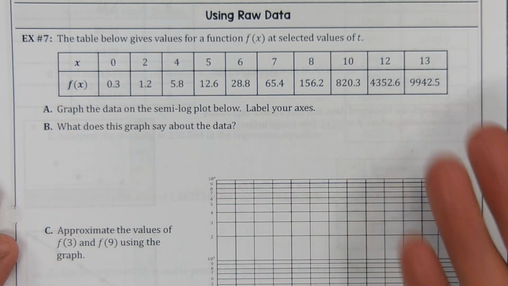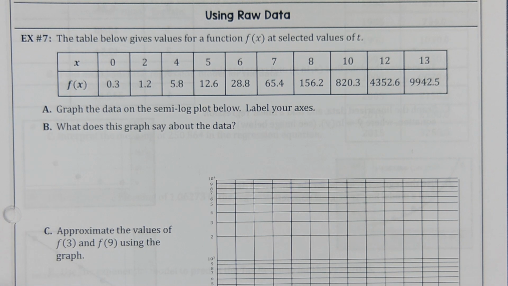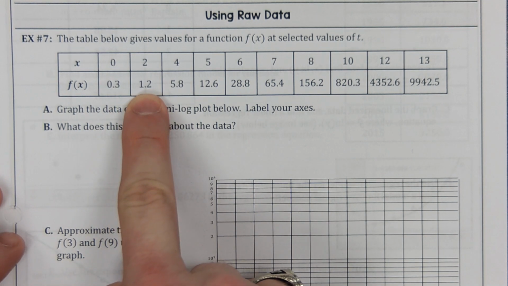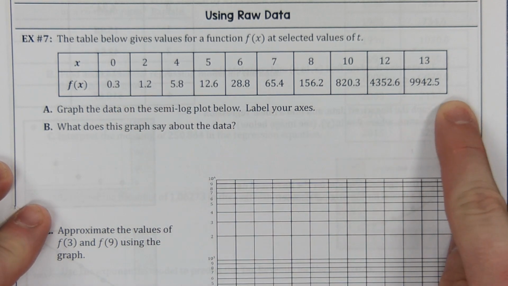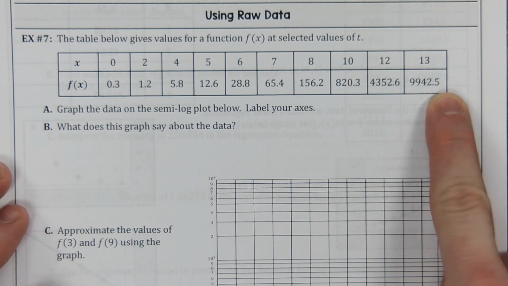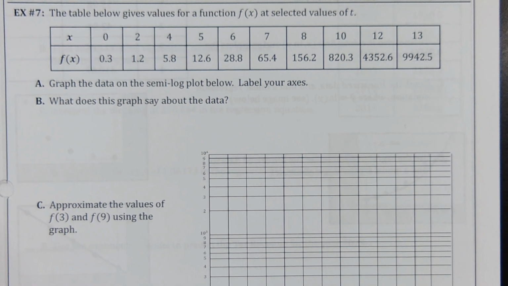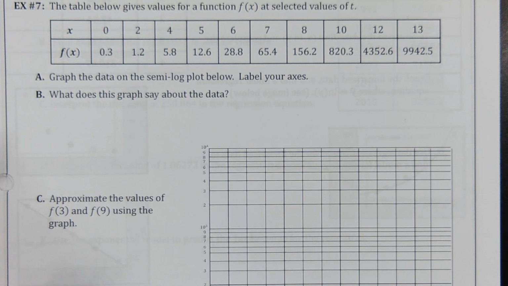This is raw data. What we're asked to do is take this raw data and plot it on the semilog plot down below. And we need a semilog plot. I mean, look at these y values. They start off in the single digits and end up at nearly 10,000. So we're going to graph this raw data, meaning it has not had the natural log used on it yet, or log base, whatever we want to use on it.